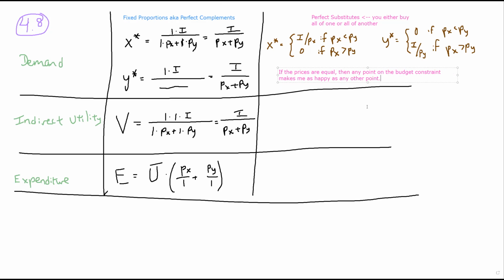Basically, I'm indifferent, right? If the prices are equal, well, who cares? I'll buy just as much X as Y, and I can use them interchangeably because they're identical. If they're perfect substitutes, the goods X and Y are identical, and if their prices are identical, then they might as well be the same good. So it doesn't matter how I divvy up my money. But if they have different prices, then I'm going to spend all my money on the thing that costs less.